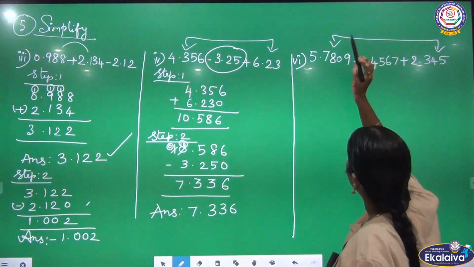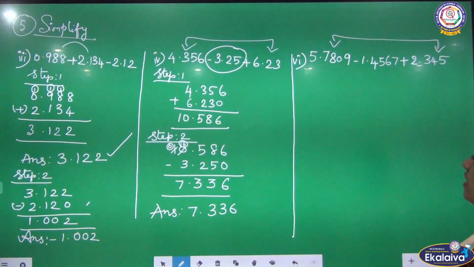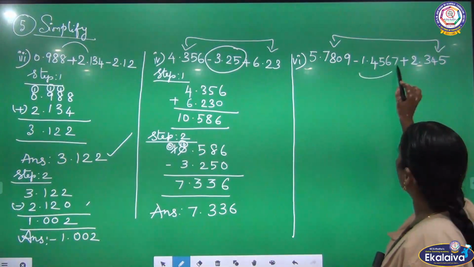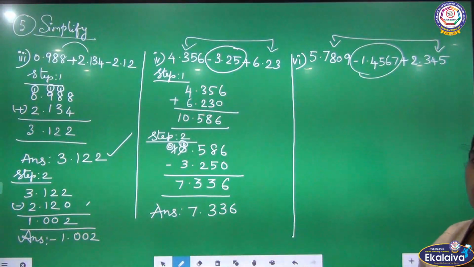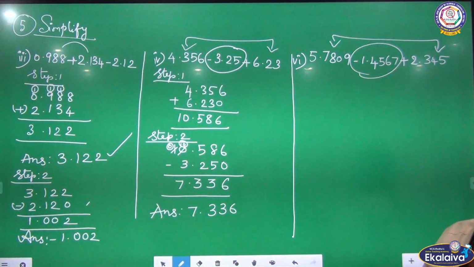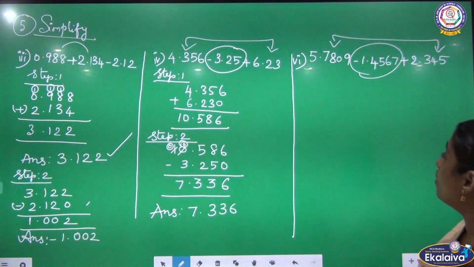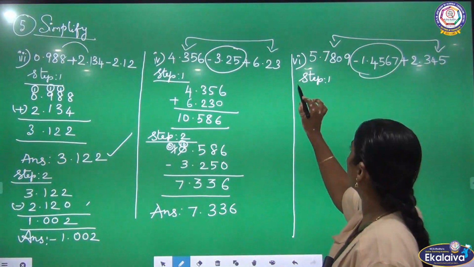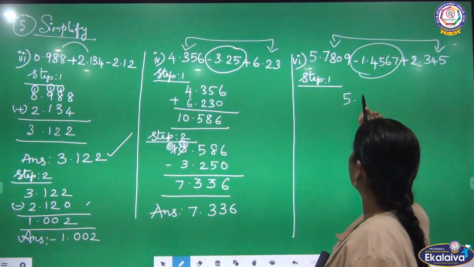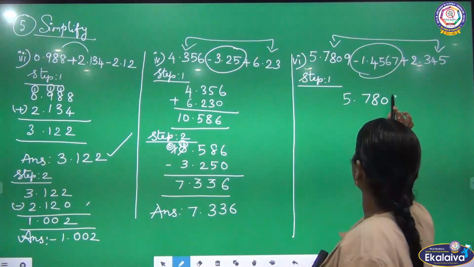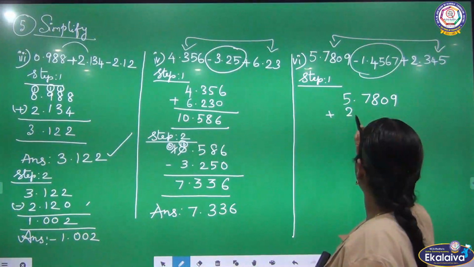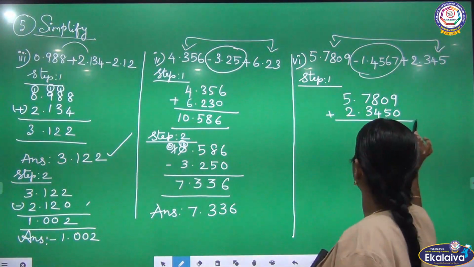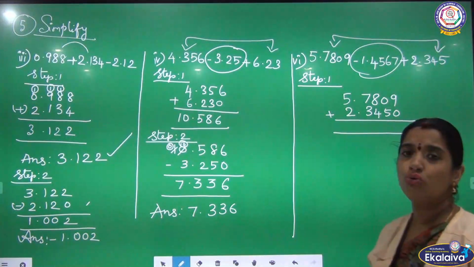Listen, same way, these two you have to add. In step 1, please add this 5.7809 and 2.345. In that you are going to subtract 1.4567. Can you clear this, children? Now listen, now I am going to do the step 1. Okay. Listen, what is my step 1? 5.7809. I am going to add with 2.3450.